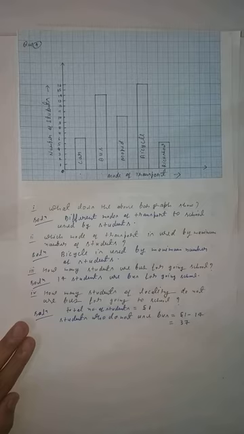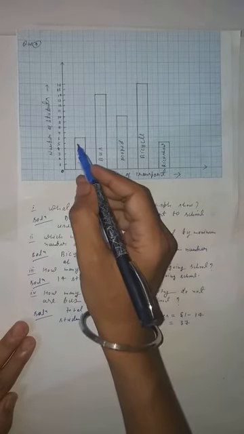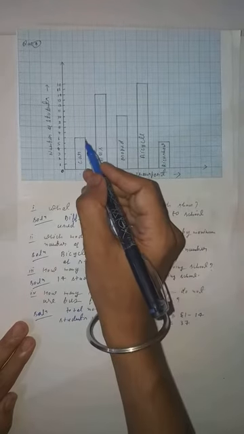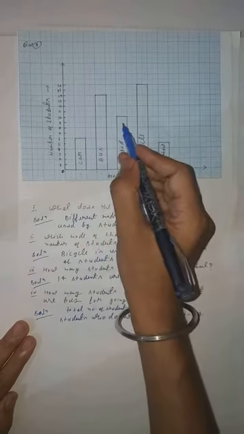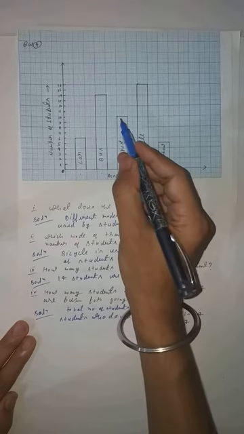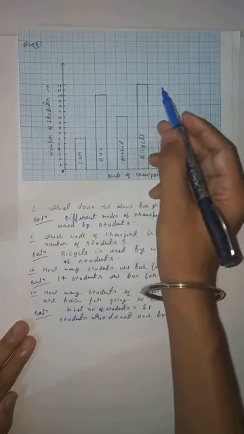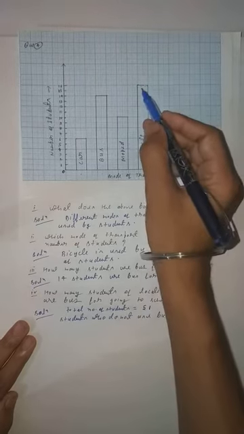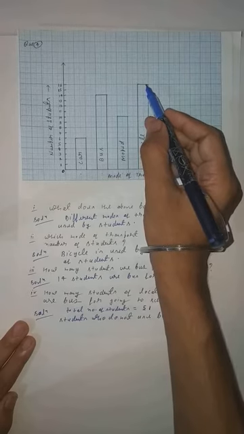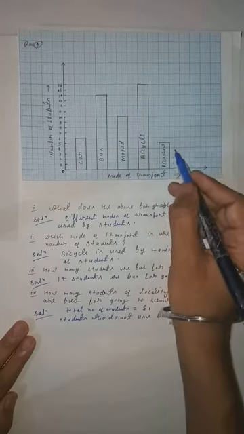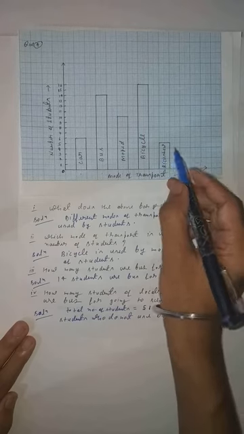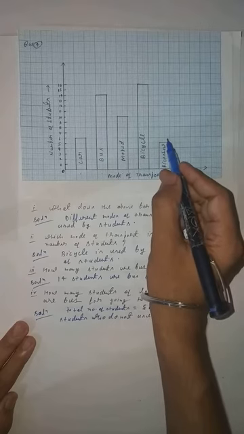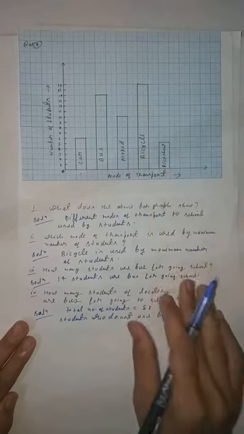And another method you can apply: add the number of students going with car, moped, bicycle and rickshaw. Students going with car, 6. Students going with moped, 10. So 10 plus 6 is 16. Then students going with bicycle, 16 plus 16, so you will get 32. And students going with rickshaw, the bar graph lies on 5, so you will also add rickshaw. So it will come to 37. Clear, students?